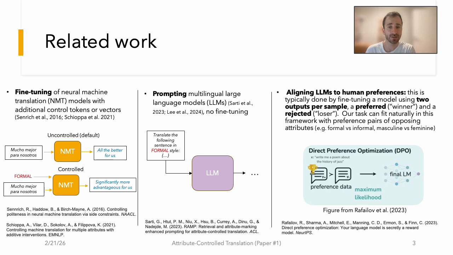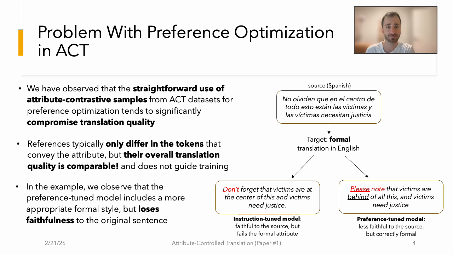Our hypothesis is that ACT fits naturally in this training framework, as we usually have contrastive samples with opposing attributes: formal, informal, masculine, feminine. For example, if the target is formal, this will be the preferred reference, and the informal will be the rejected preference, and vice versa.